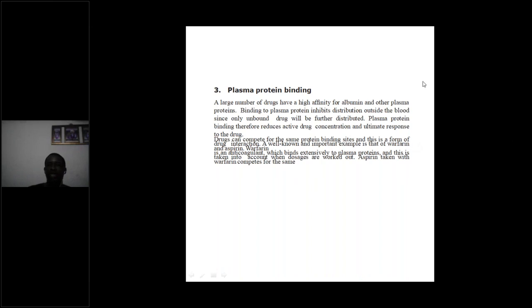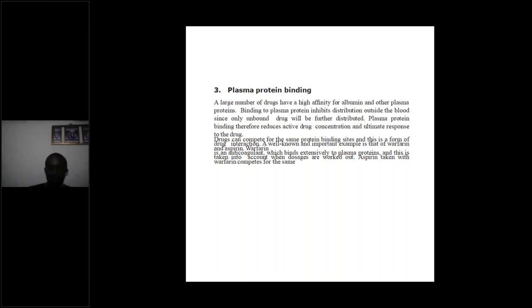So another thing that affects distribution of drug is plasma protein binding. Now, if you look at the plasma, there are proteins that are circulating in the plasma. We have albumin and the other protein. Now, some of them have very high affinity. Okay, some drugs have very high affinity for this protein.